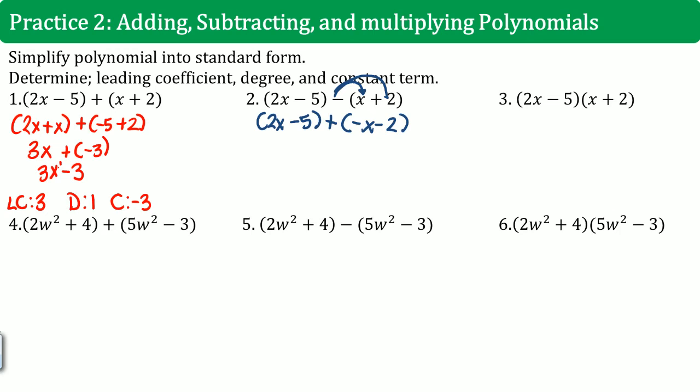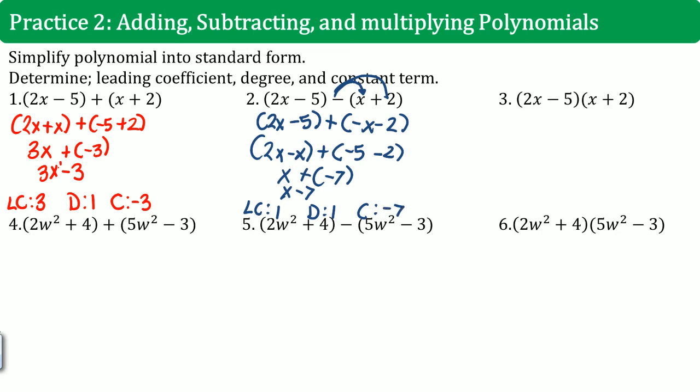Now you can add 2x minus x plus negative 5 minus 2. 2x minus x just becomes x plus negative 5 minus 2 gets you negative 7. Just plug this into your calculator. So you could write this as x minus 7 if you would like. The leading coefficient is 1. The degree here is 1. And the constant term here is negative 7.